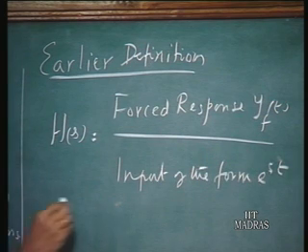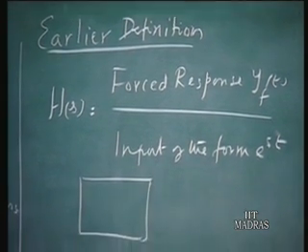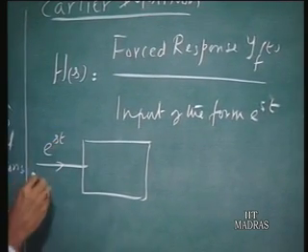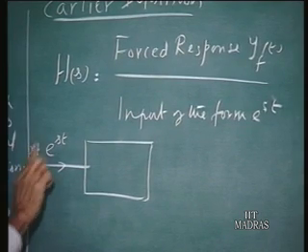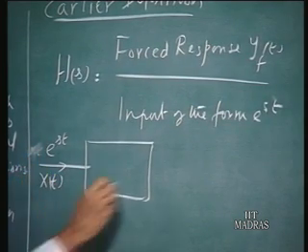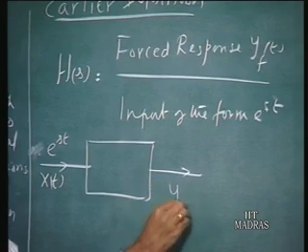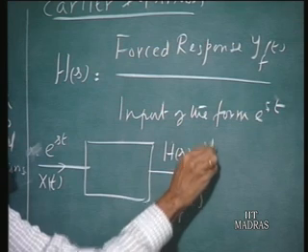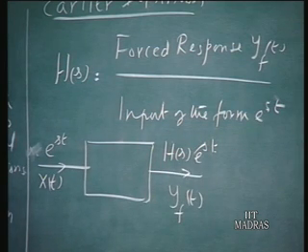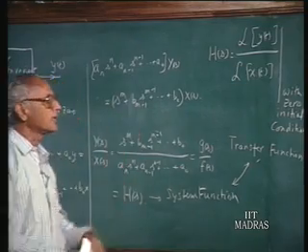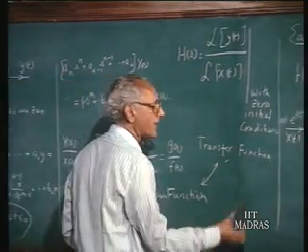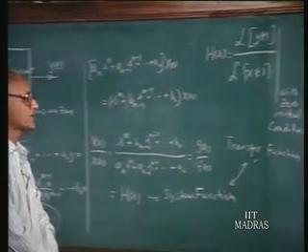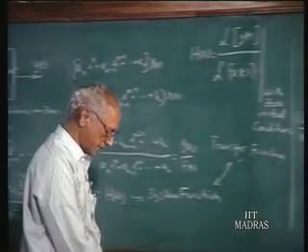So we said at that time that if you had a system with an input e to the power of st, that is x(t) is equal to this, then the forced response output will be H(s) times e to the power of st. Now we have defined the system function in a different way. Are they the same? We would like to analyze this, tie them up, and show that both of them are indeed the same. Now how do we go about it?